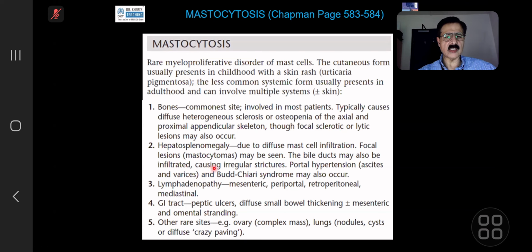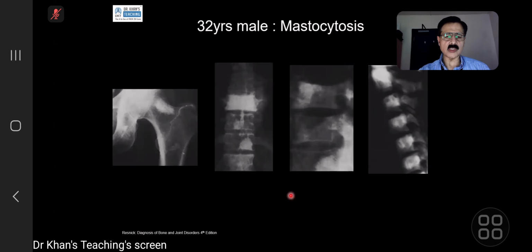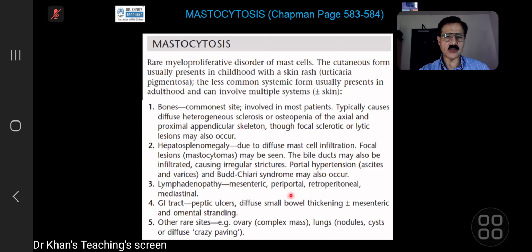Of course, in GI, etc., they can cause many things, like ulcers and mucosal thickening in the small bowel. And if you read the differential diagnosis in your books in GI, I'm not going to show you GI today. What we call mucosal thickening in the small bowel, mastocytosis is one of the conditions. Peptic ulcer, diffuse small bowel thickening. Now, so the key thing here is the differential diagnosis of diffuse sclerosis, increased bone density, or multiple sclerotic lesions.